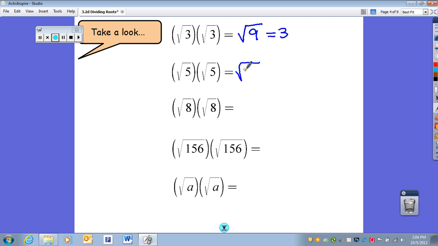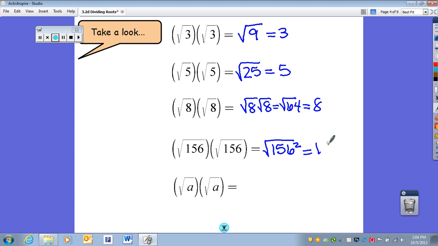So the square root of 5 times the square root of 5 is the square root of 25, which simplifies to 5. The square root of 8 times the square root of 8 is the square root of 64, and that simplifies to 8. The square root of 156 times the square root of 156, well, I think you're going to get the idea that when we're multiplying it times itself, we're squaring it, and a square and a square root are opposite operations, so we're going to end up with the original number. So we have the square root of a times the square root of a, which is the square root of a squared, and the square root and the square are opposite operations, so that's going to leave us with a.